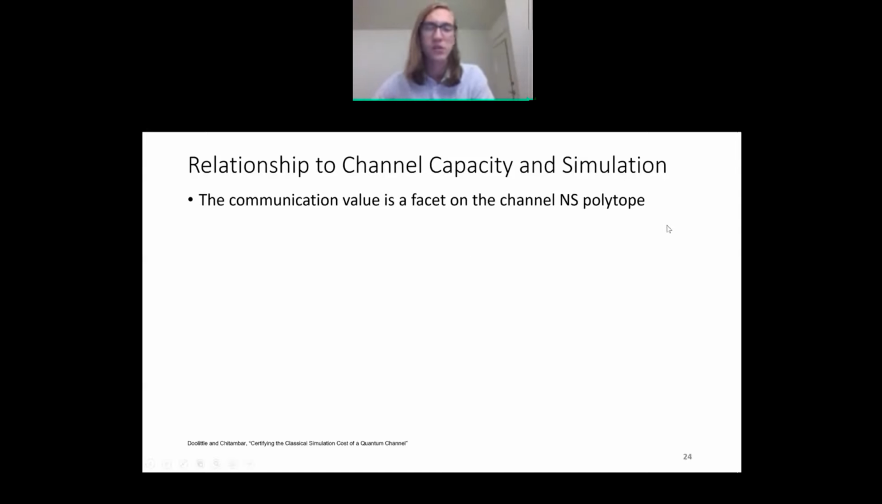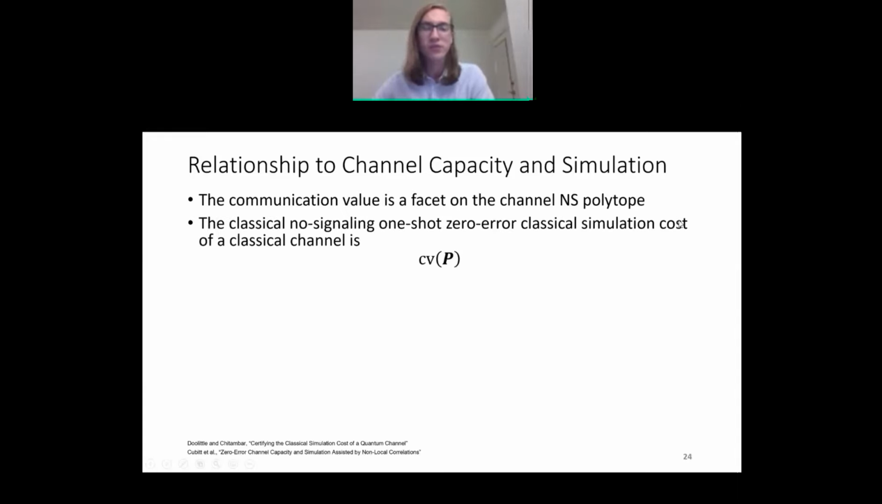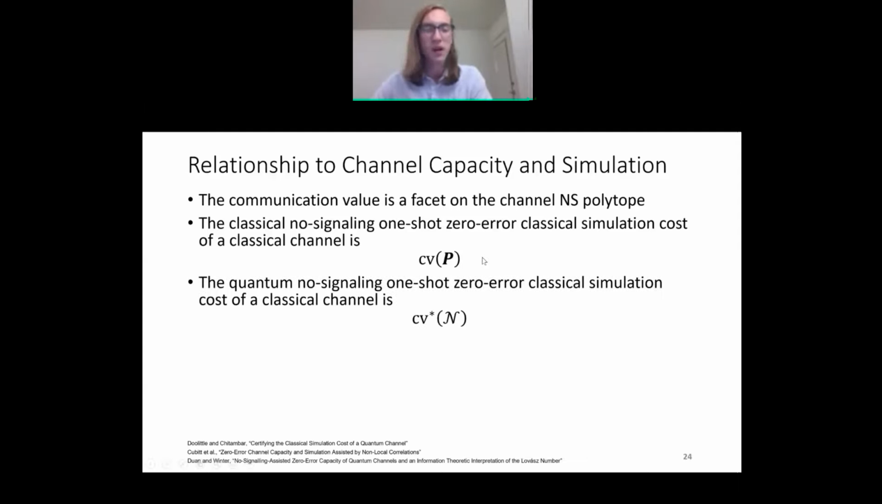This was shown by Doolittle and Chitambar earlier last year. And so we can tie this together in certain ways from previous results. The classical no-signaling one-shot zero-error classical simulation cost of a classical channel is given by the communication value of the classical channel. It was not stated in terms of communication value there, but that is in fact what the measure is. And then this was extended by Dwan and Winter to the quantum no-signaling one-shot zero-error classical simulation, and that is encapsulated by the entanglement-assisted communication value.